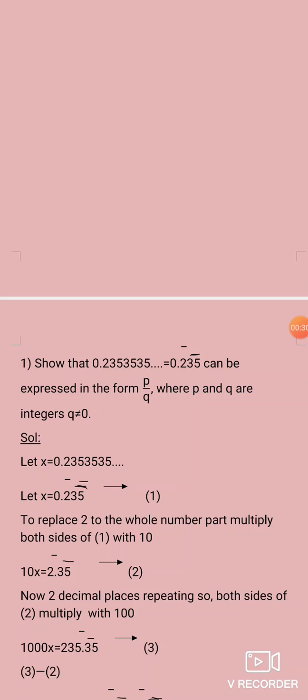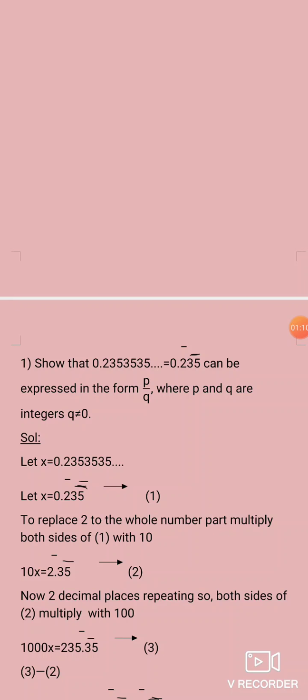Show that 0.2353535... which is equal to 0.235 bar, there is no bar at the top of 2, only 35 bar is there on the top of 35, can be expressed in the form p by q, where p and q are integers and q not equal to 0. Listen students, when we transfer from Word to WPS, that bar has some problem. Okay, so here the top of 35 bar is there.